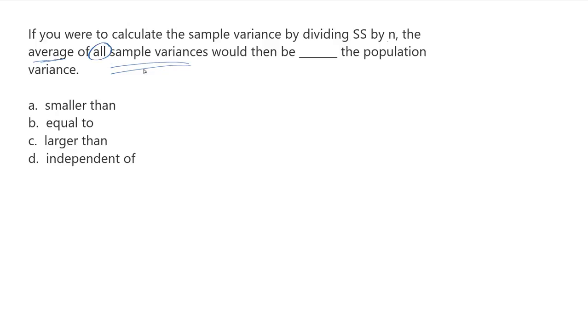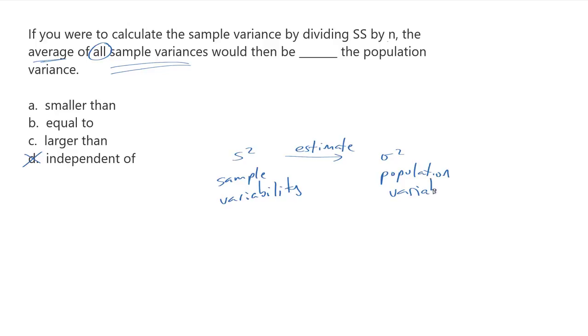we're going to take the average of all sample variances. Now, they're certainly not going to be independent of. The whole point of a sample variance is because you can't directly measure the population variance, and you're hoping to use what you see in the sample to estimate what's going on in the population. So you're using sample variability, the amount of variation in a sample, to try and estimate the population variability.